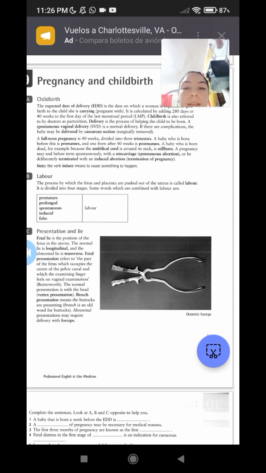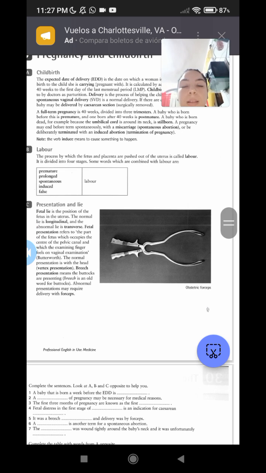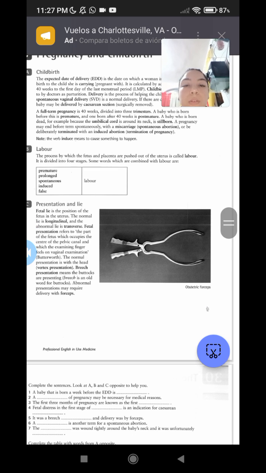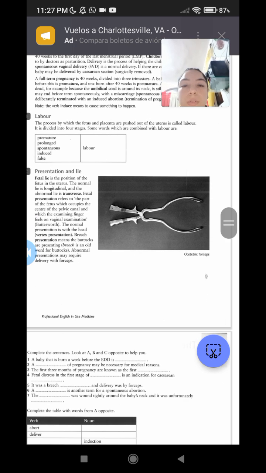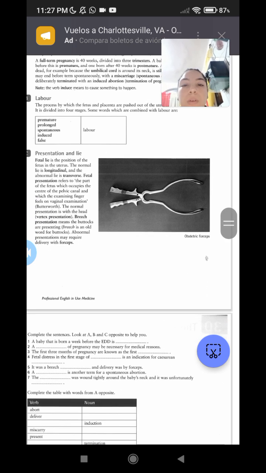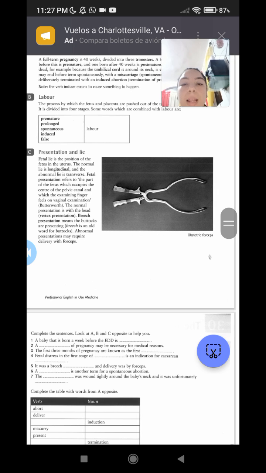A pregnancy may end before term spontaneously with a miscarriage, or spontaneous abortion, or be deliberately terminated with an induced abortion, a termination of pregnancy. Note, the verb induce means to cause something to happen.